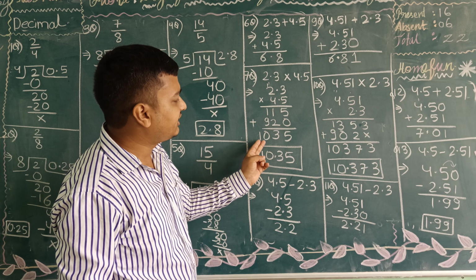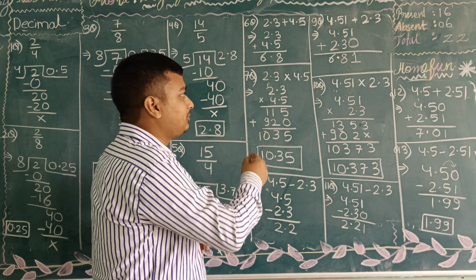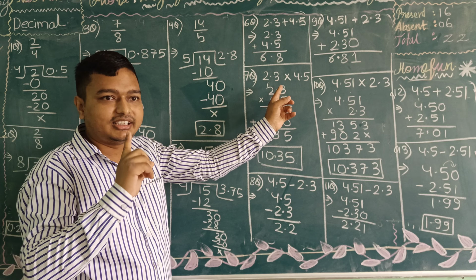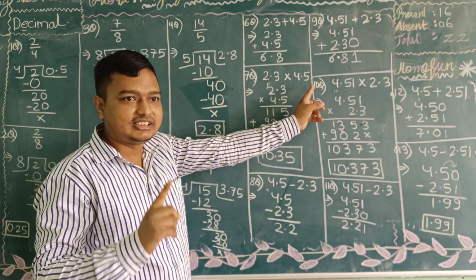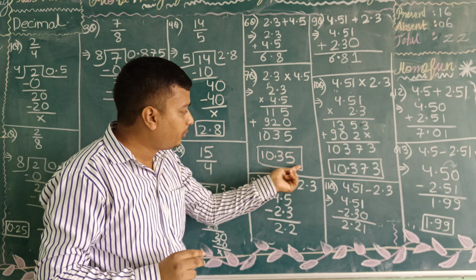Now I got the answer 1035. 1035 I got. But how to put the decimal? After decimal, how many digits are there? 1. After decimal, how many digits are there? 1. Total, how many digits are there? 2. So before 2 digits, I will put the decimal.